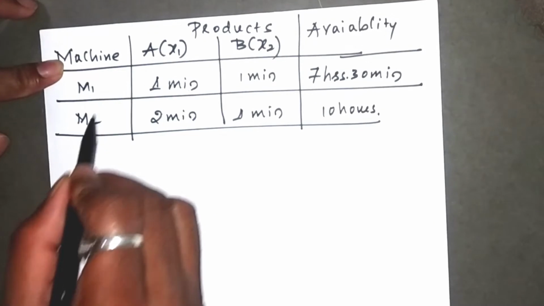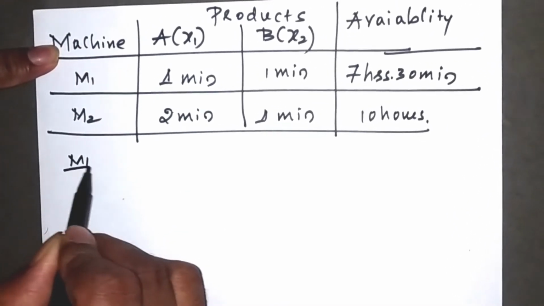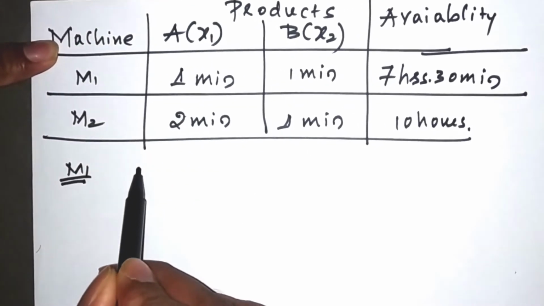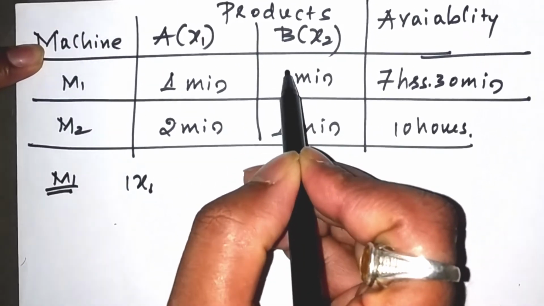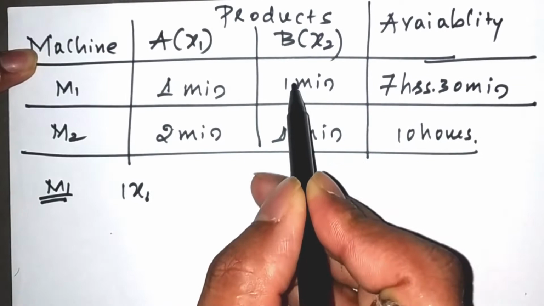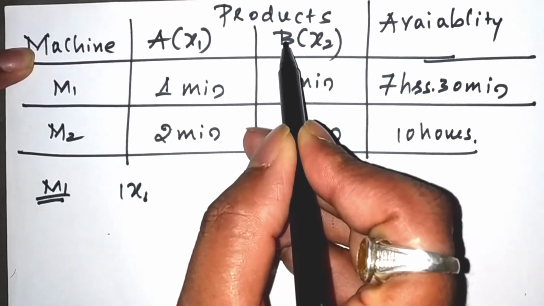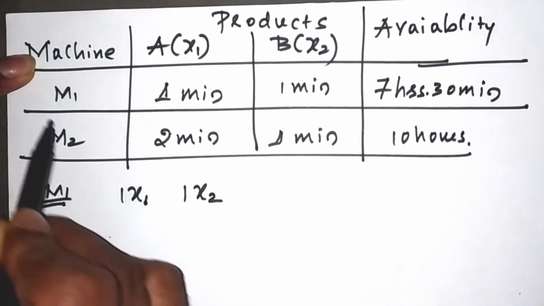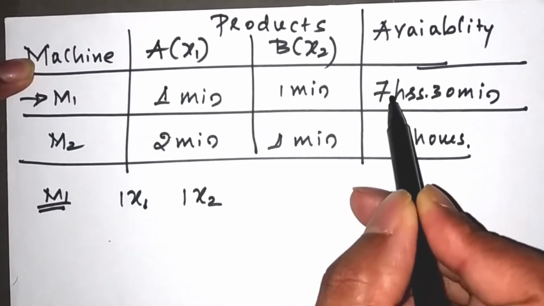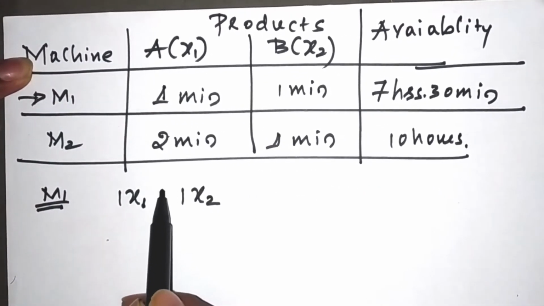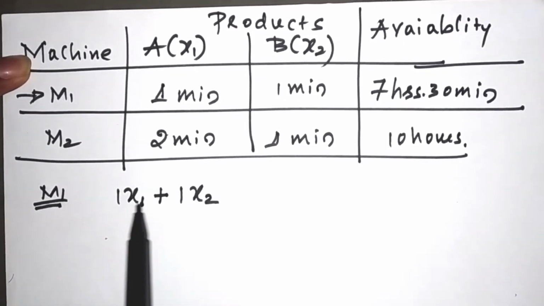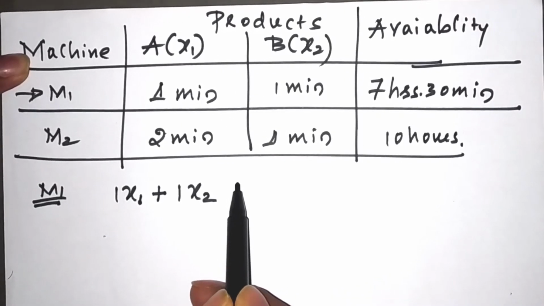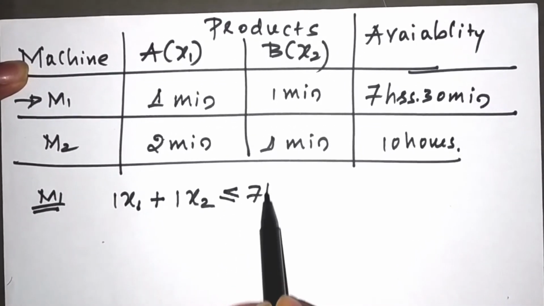So what I'm going to write is the constraint for machine M1. Machine M1, one product requires 1 minute. So X1 number will require 1 X1. Next, product B requires 1 minute, and we have X2 number. So that is 1 X2. Machine M1 is available not more than 7 hours 30 minutes. So by adding this, I'll get a total time for producing A and B, and we cannot use more than 7 hours 30 minutes. That means I can use less than or equal to 7 hours 30 minutes.